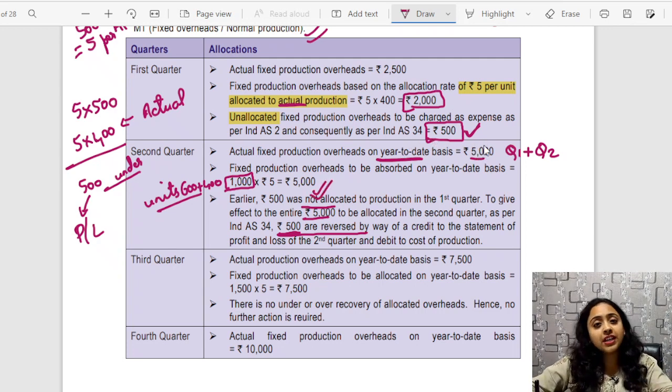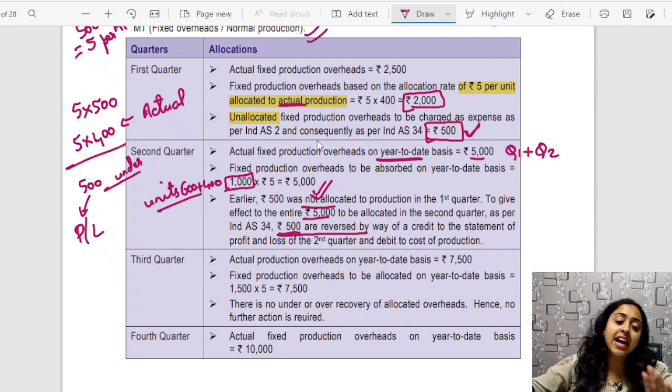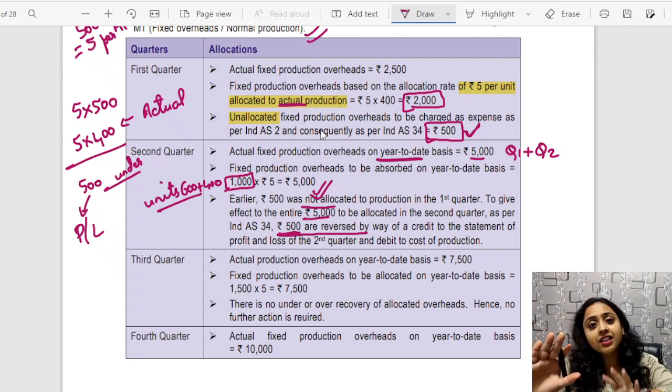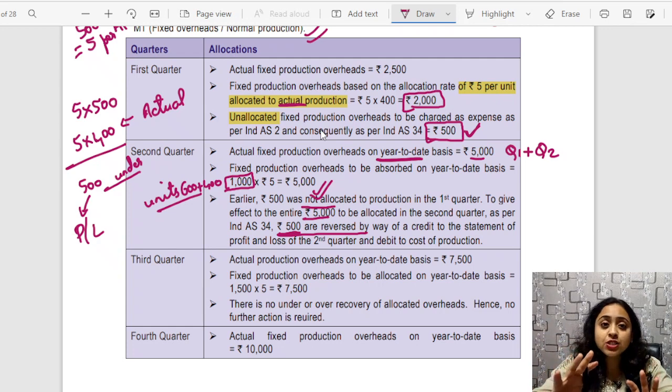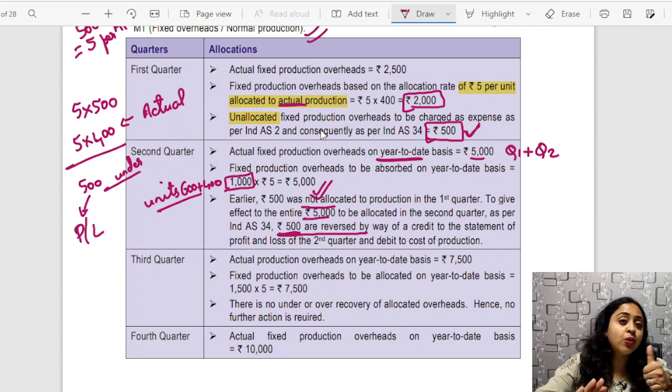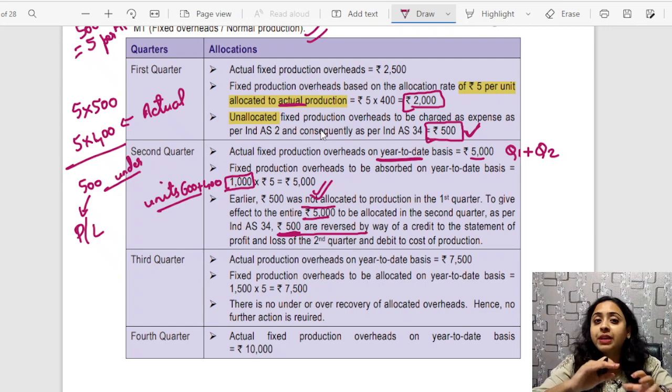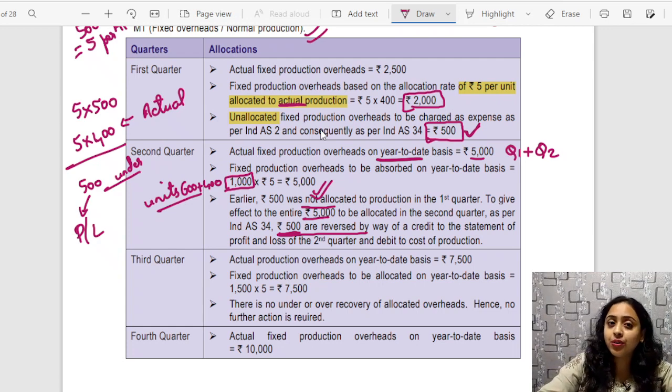Because 5000 was the figure, and now year to date basis it should be 5000, and on actual basis also it is 5000. 5000 was expected and 5000 is actual. There is no difference. So the difference that was recorded in quarter 1 will be reversed by removing it from the P&L that was previously charged in quarter 1, credited to the statement of P&L of the second quarter, and debited to the cost of production.